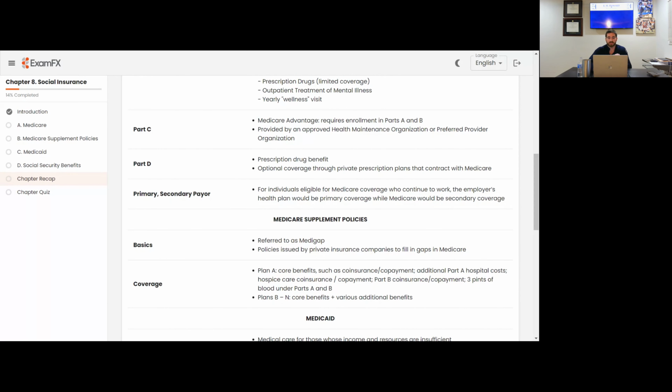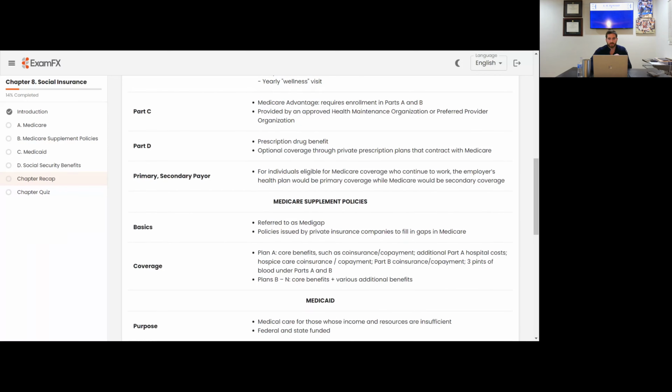Primary, secondary payer. For individuals eligible for Medicare coverage who continue to work, the employer's health plan would be primary coverage, while Medicare would be secondary coverage. So, obviously not everyone just retires at age 65. Some people work longer. So the primary payer and the primary insurance policy for your health that's going to take precedence is going to be your employer plan. And then secondary coverage is going to be your Medicare. So understand that as well.